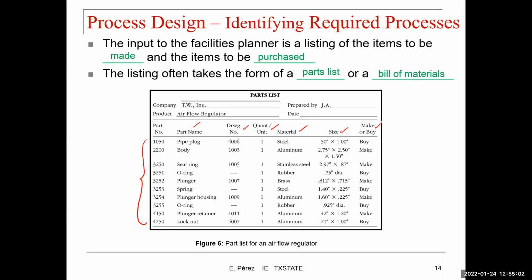Okay, so as a facilities planner, you get this information. You say, okay, I'm going to be creating some space to make all these pieces, or designing for the processes needed to make these pieces. And I know these parts right here, we are not manufacturing those, but I still need to consider how I'm going to store them in the facility and move them onto the manufacturing floor.